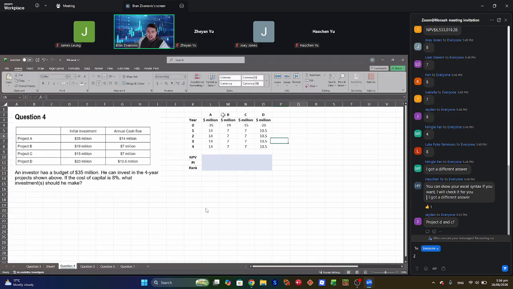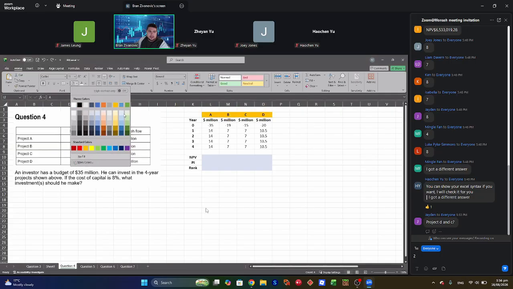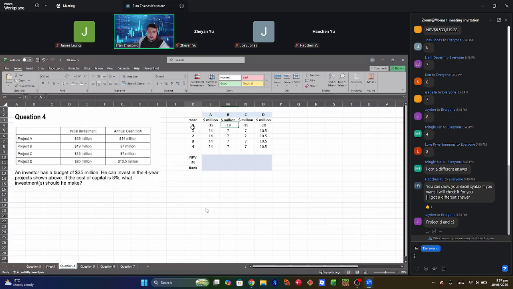So what I've got here is the projects. So project 1, 2, 3, 4, and 5. That is, A, B, C, and D. And we've got the timeline here, right? So remember, we've got initial investment for each project, and then we've got our cash flows for each year.